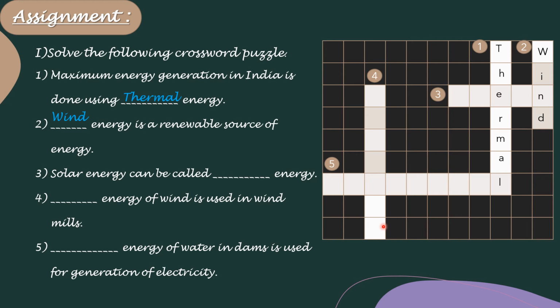Then the third question is, solar energy can be called dash energy. So the answer is yes, green energy. Then the fourth one, dash energy of wind is used in windmills. So which energy is used in windmills? Yes, it's kinetic energy of wind is used in windmills. Then the fifth question, dash energy of water in dams is used for generation of electricity. So which is this energy? Yes, it's potential energy.